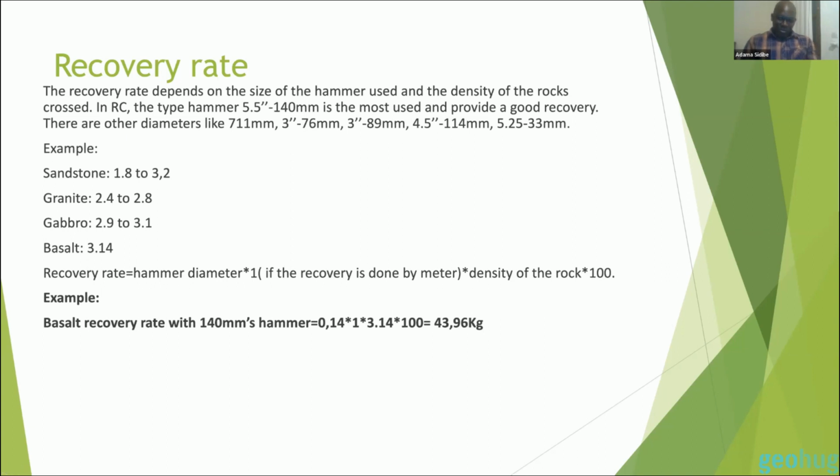With the sandstone, we have 35 kilograms, but this value may slightly vary. If there is a surplus of more than 15 kilograms, it means that part of the next sample meter is recovered in the current meter. So you have to properly calculate this rate to estimate the recovery of the whole sample during the drilling.